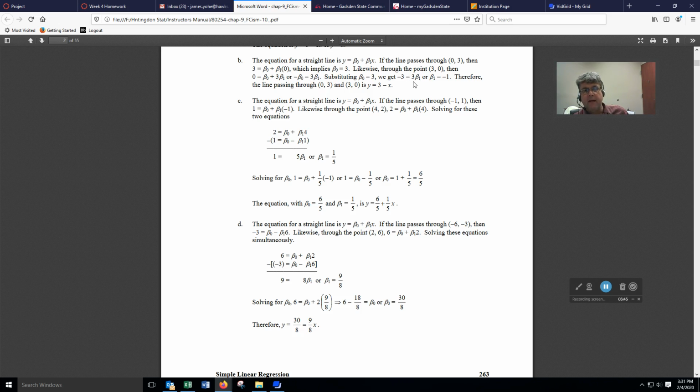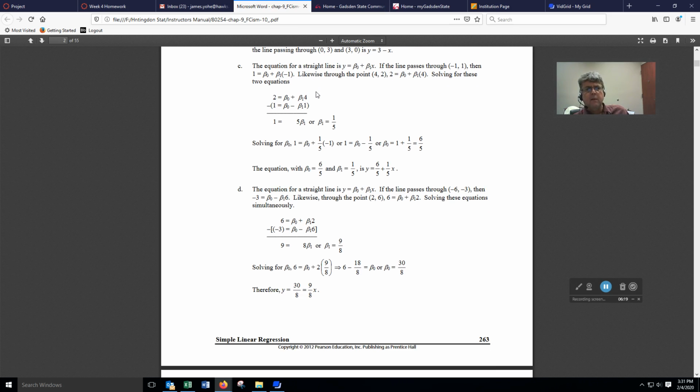Divide both sides by 3, and switch them around, we get beta 1 is equal to negative 1. Therefore, the line passing through (0, 3) and (3, 0) is y equals, we need beta naught, we solved that as 3, we put 3 in there. We need beta 1, we know that that's negative 1, we just solved for that. So negative 1 times x, that's the same as negative x, right? Negative 1 times any number is the opposite of it, the negative.